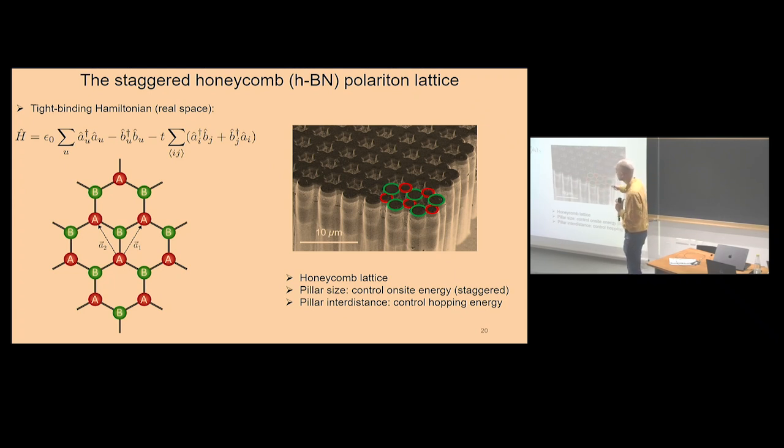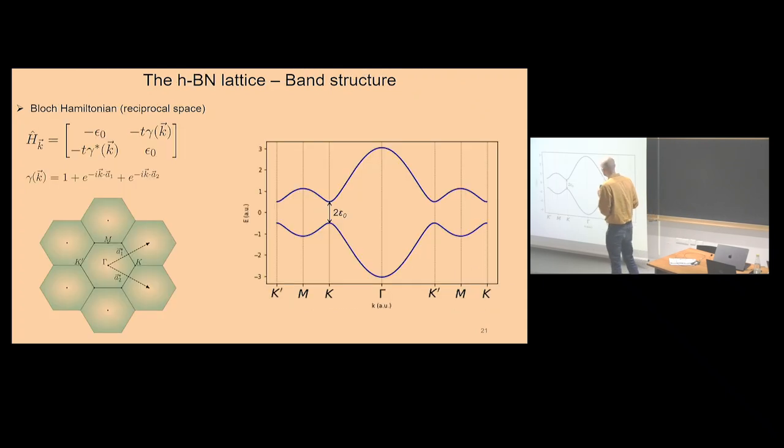The tight binding Hamiltonian writes like this: you have the on-site energy difference between the A site and the B site, and then you have the coupling between sites. Okay, so this typically implements an hBN lattice, hexagonal boron nitride material, but with photons. So this is a simple Hamiltonian. It's a lattice with 2 atoms per unit cell.